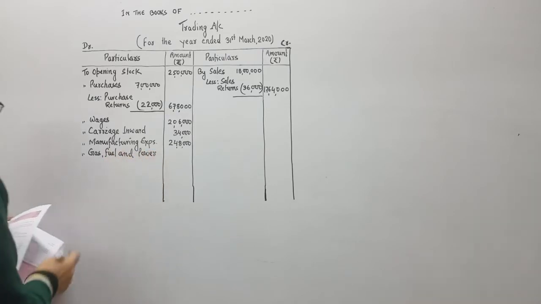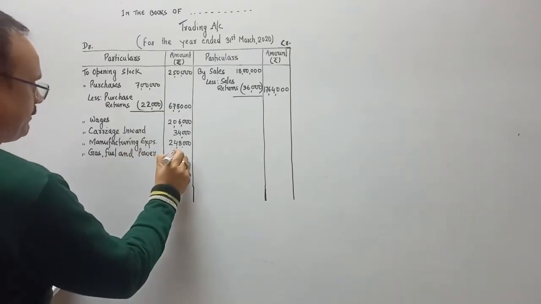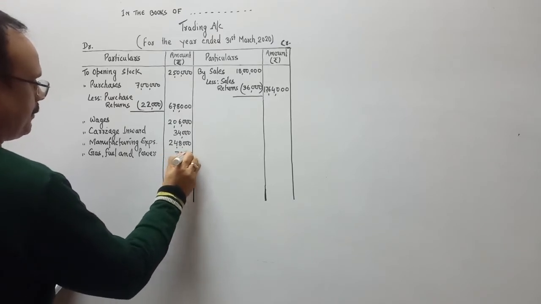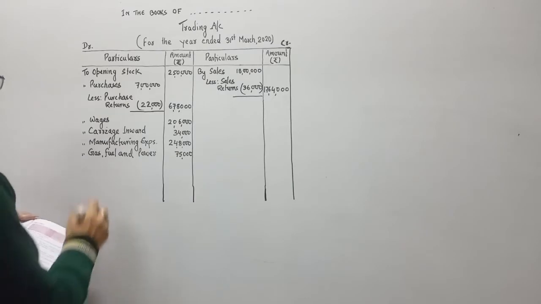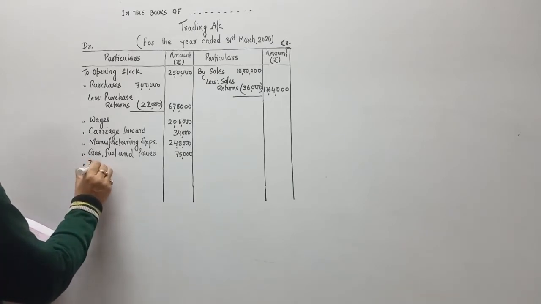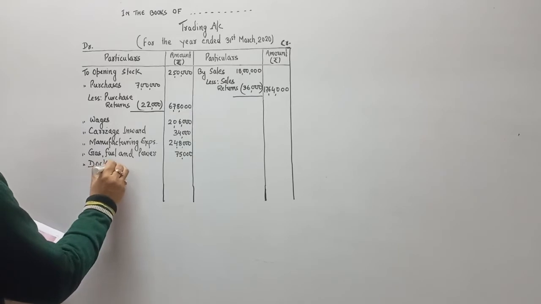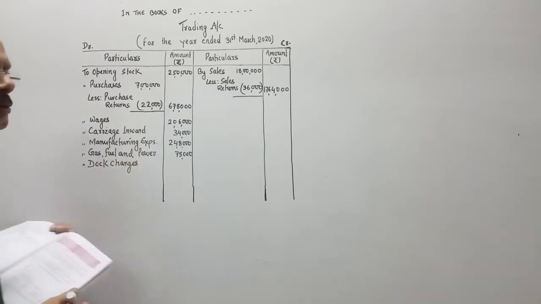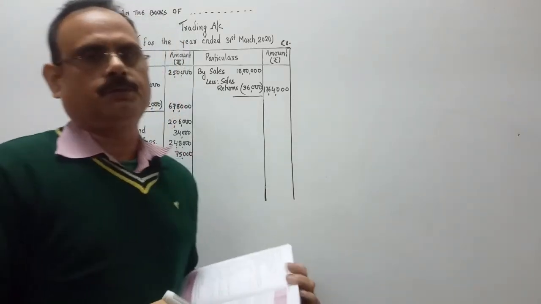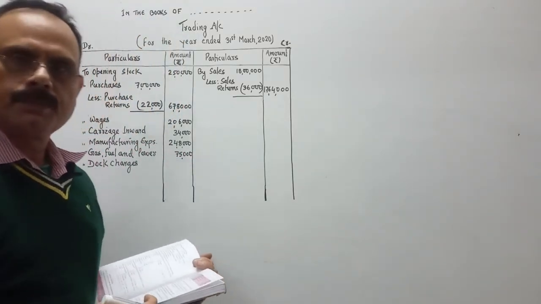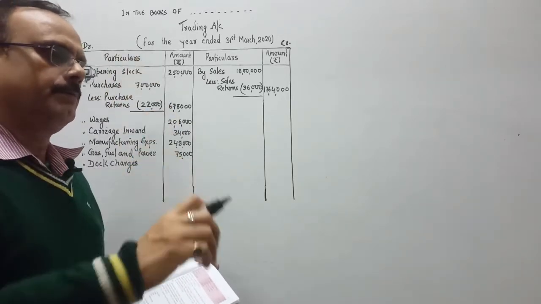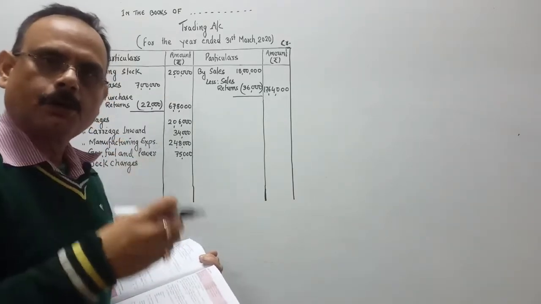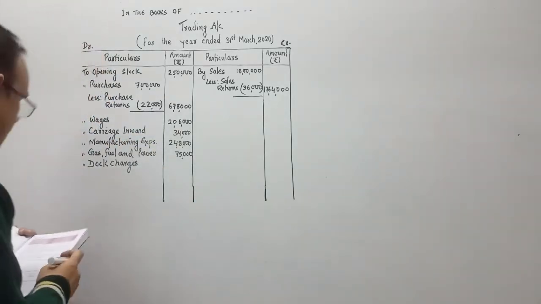Gas, fuel and power. It's a direct expense. It is 75,000. Thereafter, dock charges. Only dock charges is written, so here I assume that dock charges is related to import of goods. When we have imported the goods and we pay the amount in clearance from the dock, that is called dock charges. Dock charges is a direct expense.